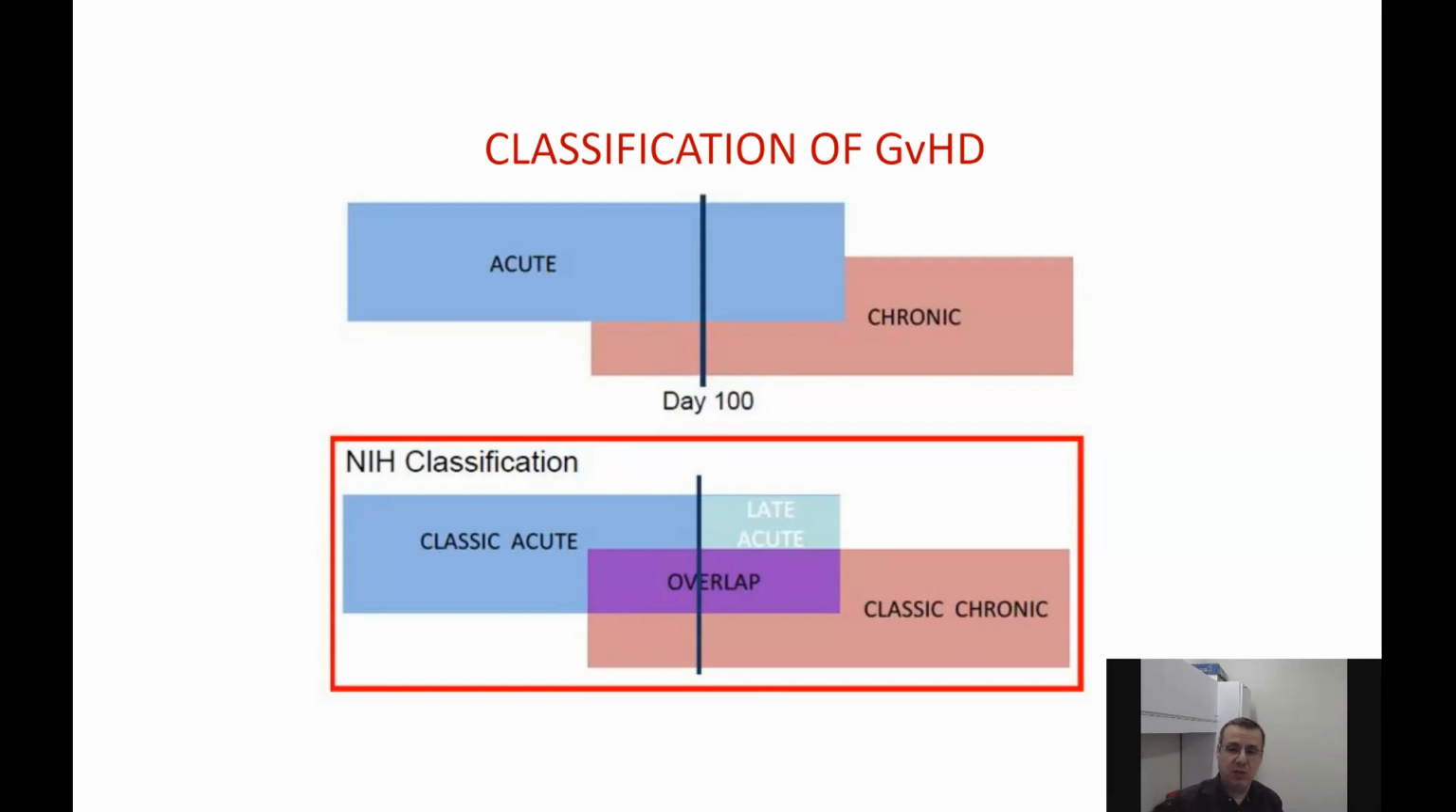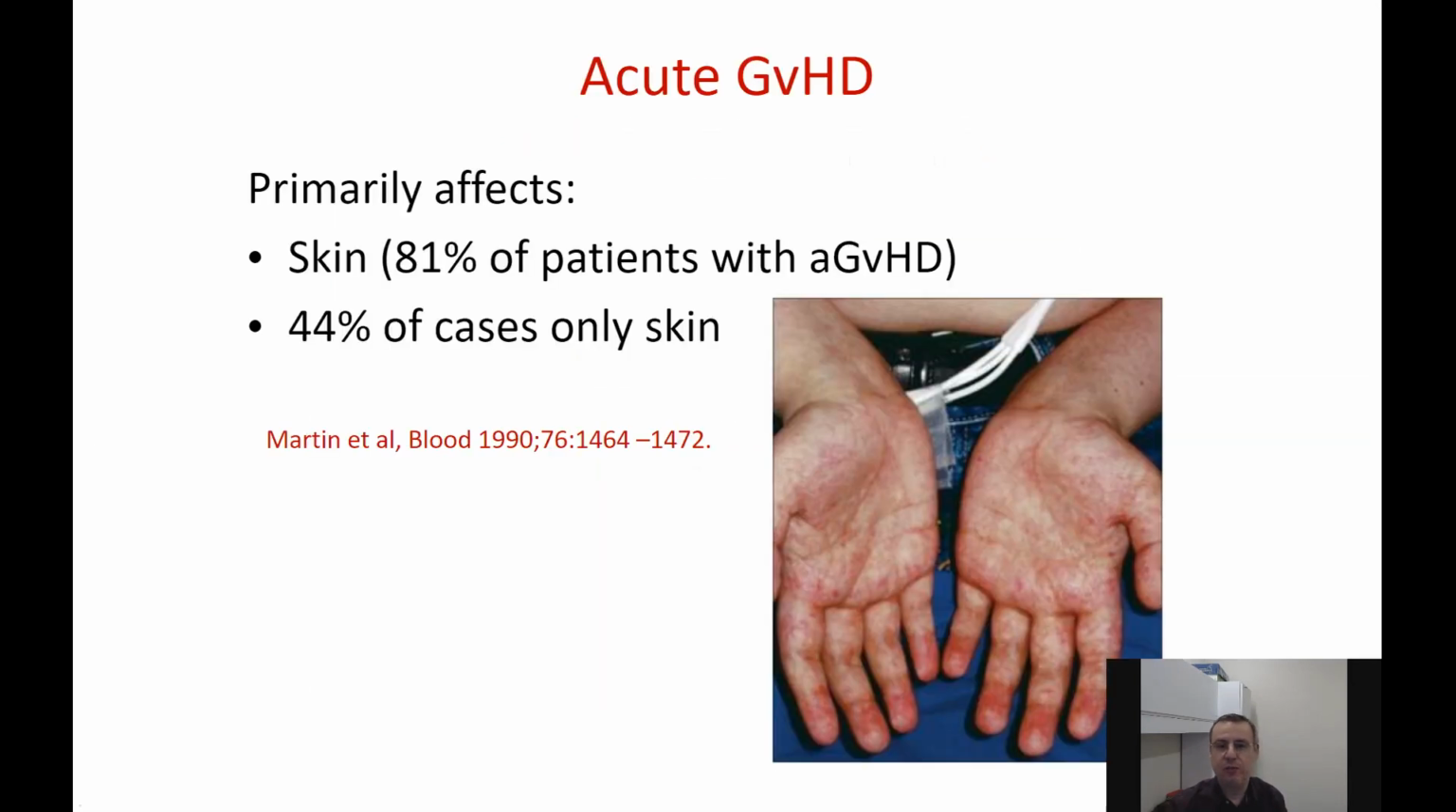This classification has historically been defined as acute, occurring up to day 100 after stem cell transplantation, and chronic after day 100. However, you can have late acute onset of graft-versus-host disease, as well as early classic chronic manifesting as so-called overlap syndrome. We're going to focus mostly on acute graft-versus-host disease in this talk.